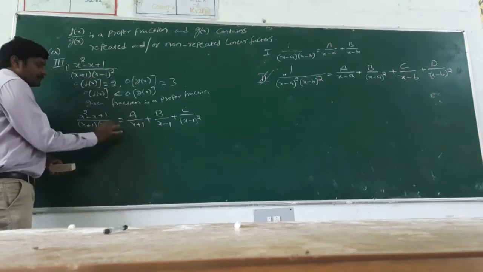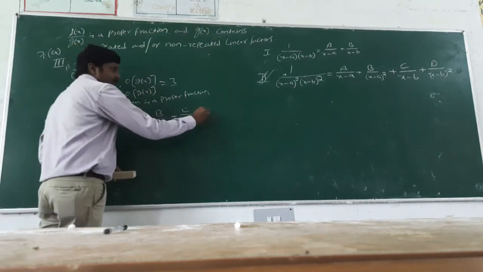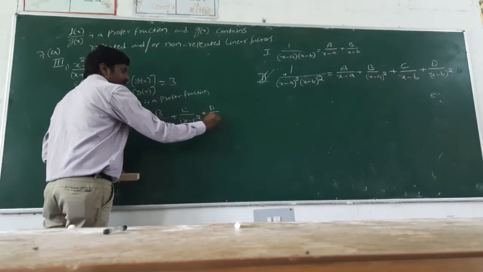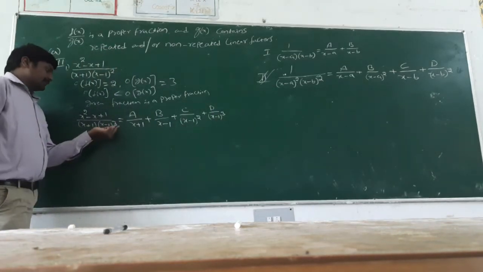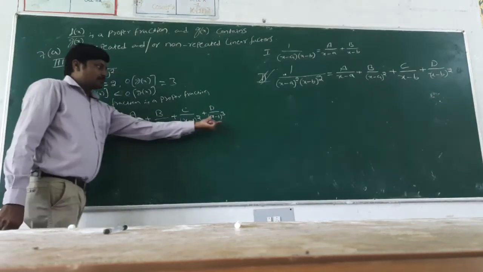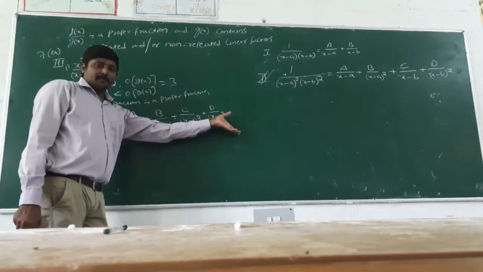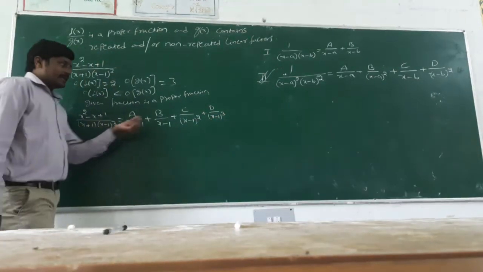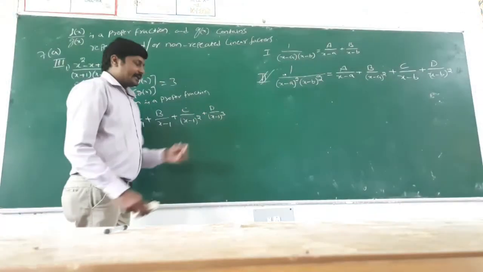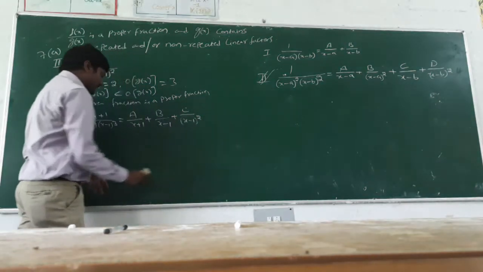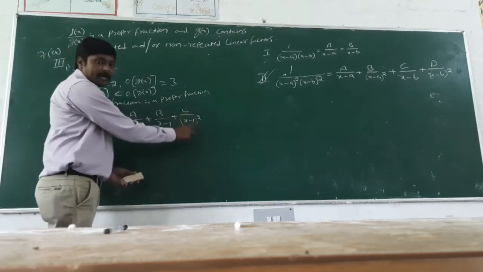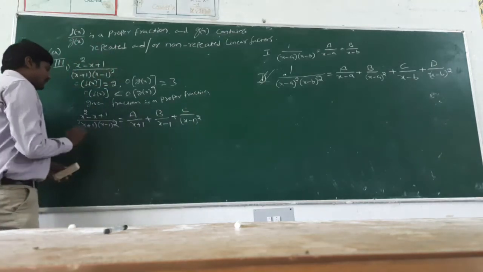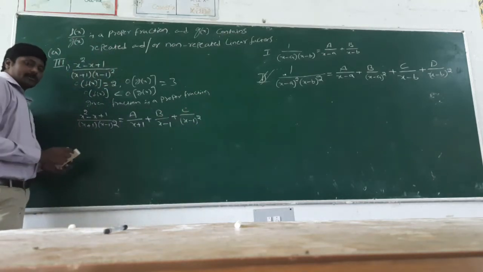If you have power 3, we take the fourth constant D by (x minus 1) whole cube. In case of power 4, plus E by (x minus 1) whole power 4 comes. But here the power is only 2, so we go up to C by (x minus 1) whole square. This is the first and very important step.